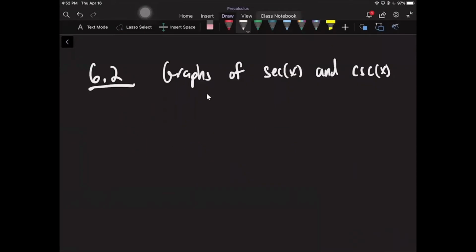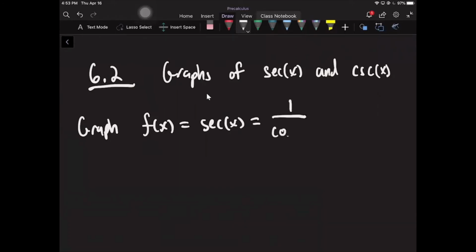All right, so up next, we're going to talk about how to graph secant and cosecant, which sound like they'll be much more scary than sine and cosine, but we actually have all the tools we need to graph them very quickly. So let's look at secant of x first. The way to graph secant of x is to remember how it's related to either sine or cosine. So which one is it related to? Well, it's 1 divided by cosine of x.